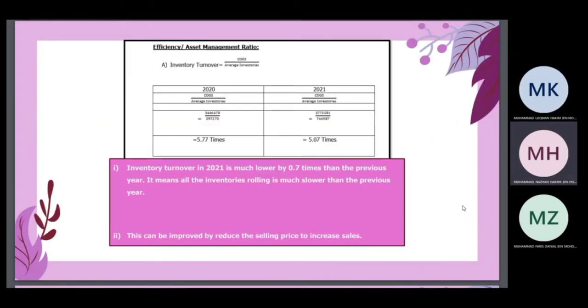And for asset management ratio, for efficiency, the formula for inventory turnover is COGS divided by average inventories. So for 2020, we got 5.77 times for inventory turnover, and in 2021 we got 5.07. So inventory turnover in 2021 is lower by 0.7 times than the previous year. It means the inventories are rolling much slower than the previous year. This can be improved by reducing the selling price to increase sales.